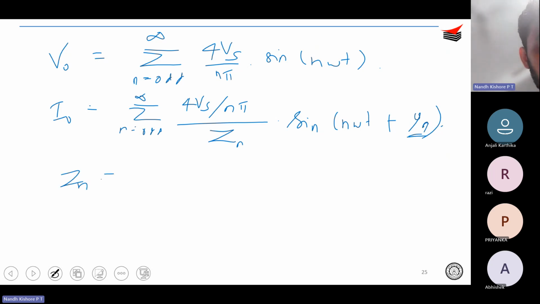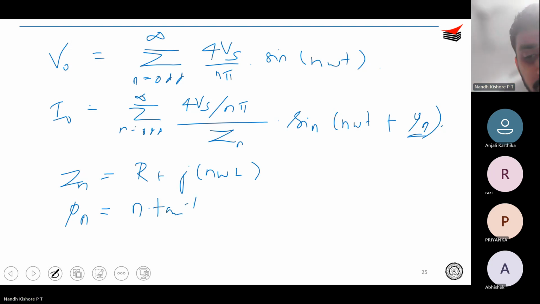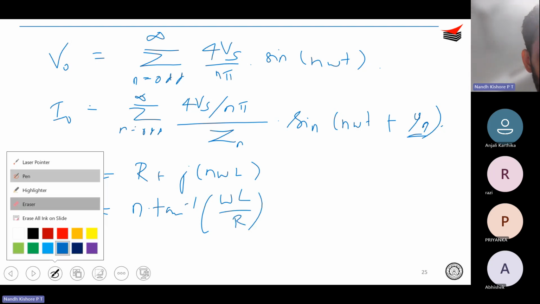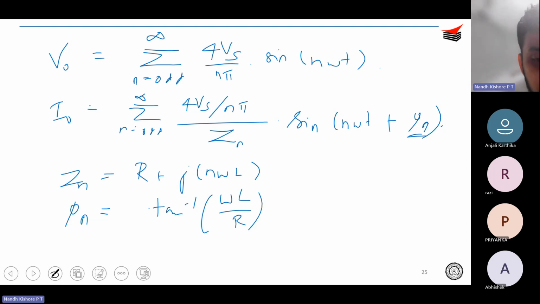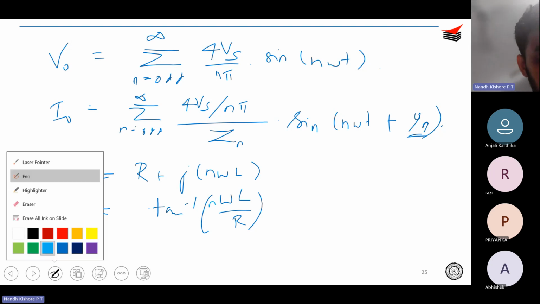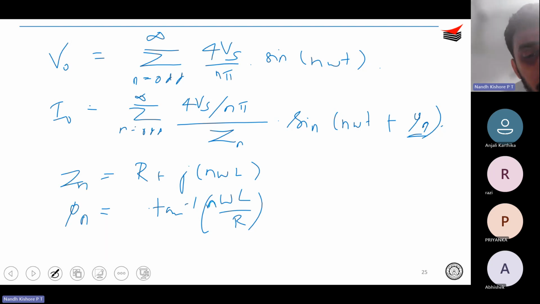Okay, so Zn is actually R plus J into n omega L. Okay, where n is the harmonic order and phi is actually... I'm sorry. So phi is basically tan inverse n omega L by R. Correct? N omega L by R. This is your phi. Okay.